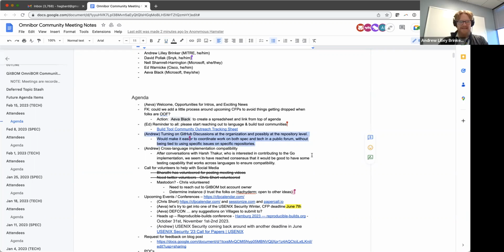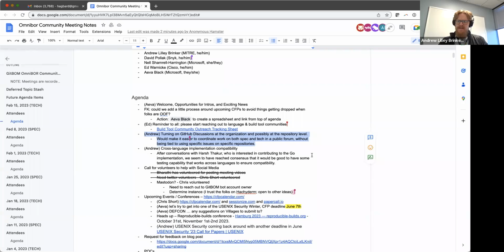Item here on GitHub discussions. Yes, so it was Chris Short and I who were talking about this. Basically, we're finding that it might be useful to turn on GitHub's discussion features, either at the organization level or possibly even at the repo level, to make it easier to discuss and coordinate the technical work in ways that aren't just tied to specific issues on specific repos.